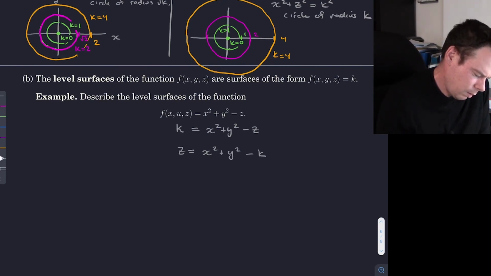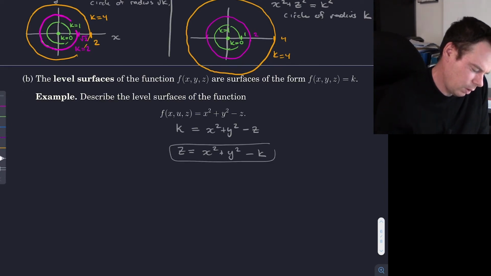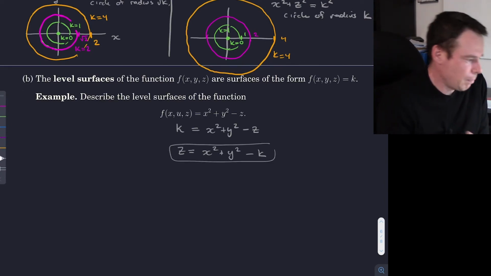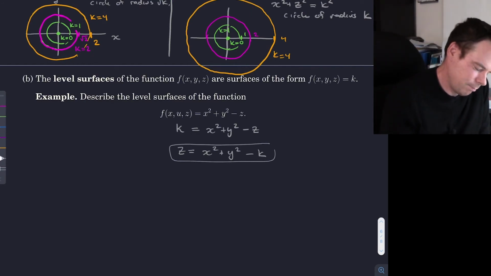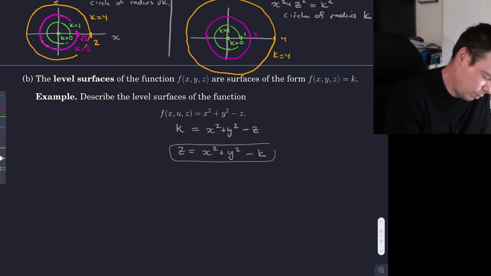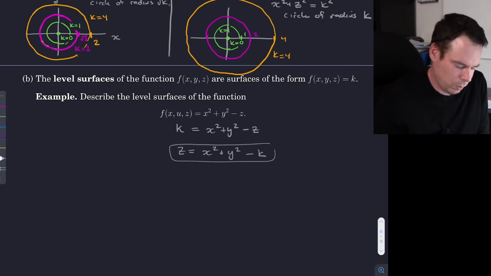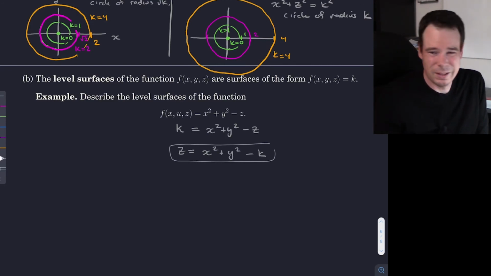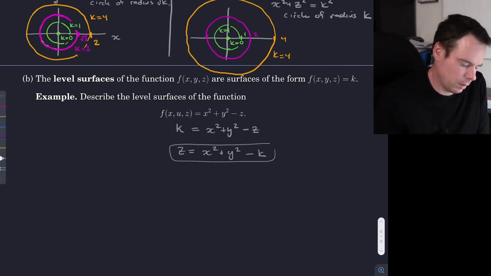And now what we want to do is get a feel for what this thing looks like. So what does this look like? This is for a given k value. So what we're going to start with is maybe a shape like k equals 0. So kind of like what we did above. When k equals 0, what does it look like? Well, when k equals 0, we get z equals x squared plus y squared. What does z equals x squared plus y squared look like?